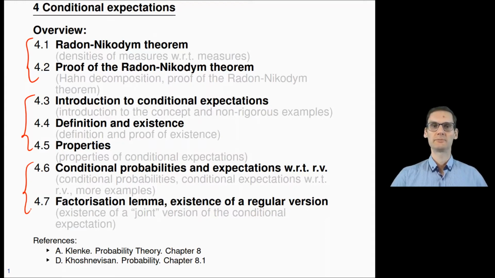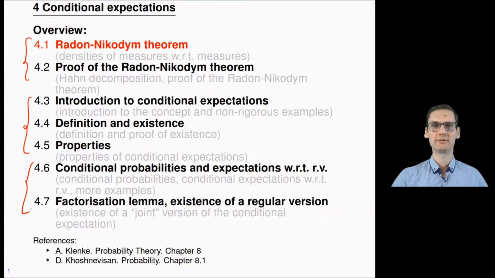So chapter 4 has roughly 3 parts. The first part, 4.1, 4.2, is purely measure theoretic. It's on the Radon-Nikodym theorem. Sections 4.3 up to 4.5 are really the core. This defines conditional expectations, gives the existence theorem, and lists properties. And then 4.6, 4.7 are more advanced topics for conditional expectations, which we are just going to touch a little bit here. Okay, so let's start with section 4.1, which is called Radon-Nikodym theorem.